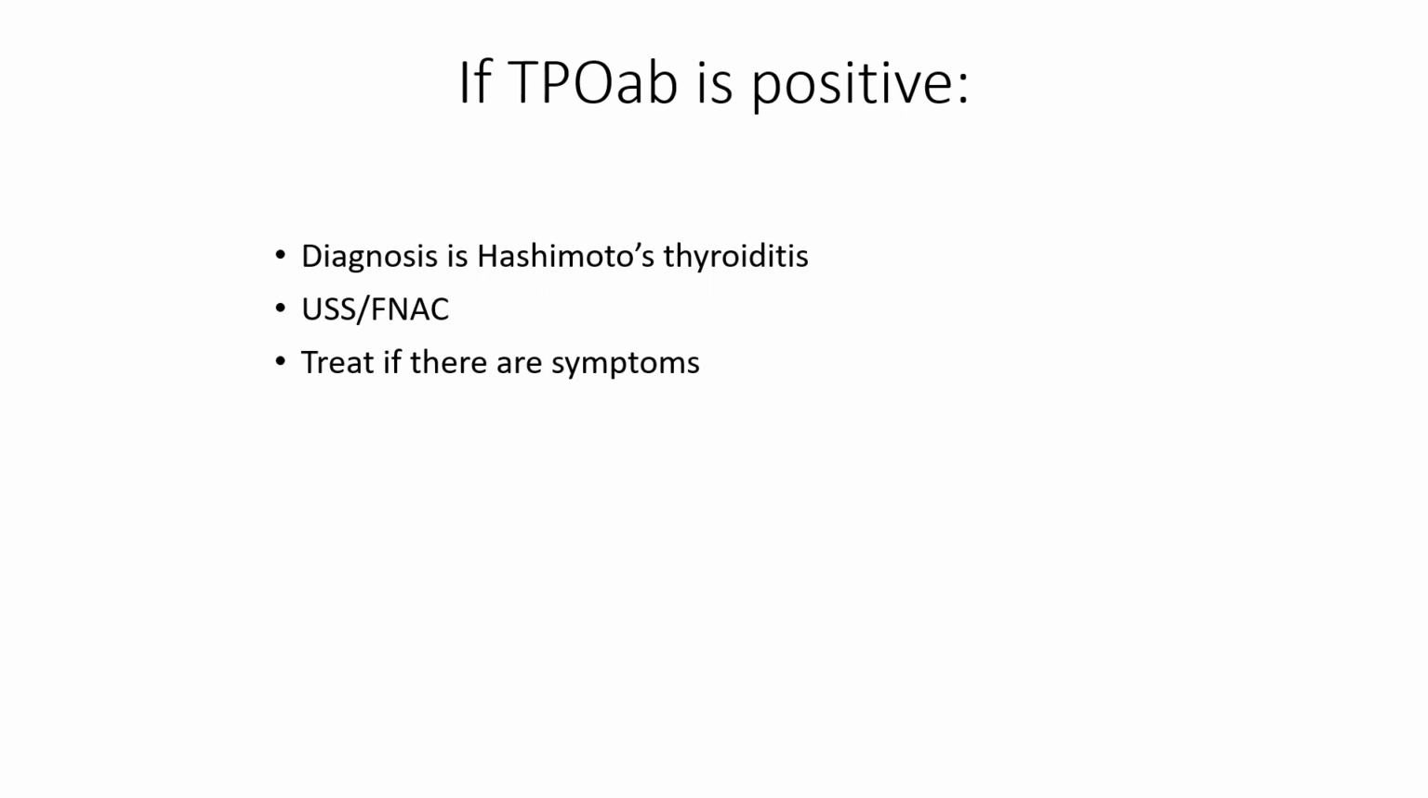But if thyroid peroxidase antibody is positive, your diagnosis is Hashimoto's thyroiditis. You can have ultrasound and fine needle aspiration cytology done. If there are symptoms, please treat appropriately.